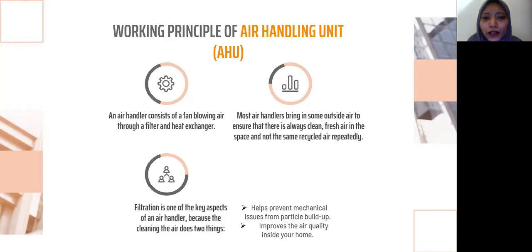Okay, principles of the air handling unit. An air handler consists of a fan blowing air through a filter and heat exchanger. Most air handlers bring in some outside air to ensure that there is always clean, fresh air in the space and not the same recycled air repeatedly. Filtration is one of the key aspects of an air handler because of the cleaning the air does. It does two things: it helps prevent mechanical issues from particle buildup, and it also improves the air quality inside your home.